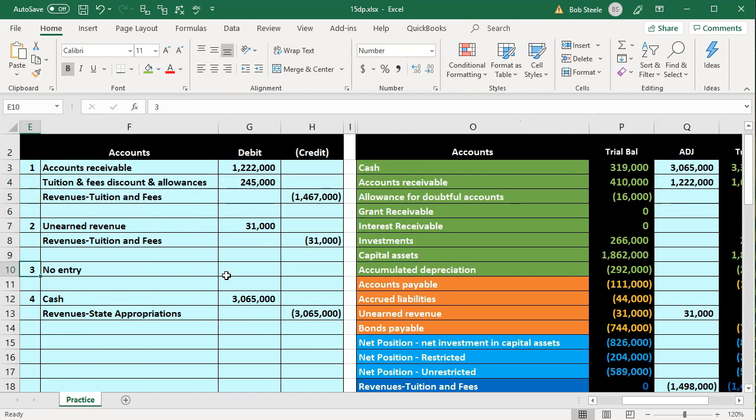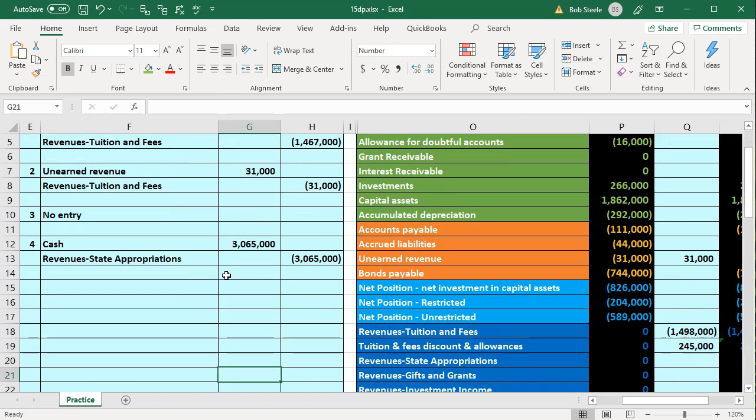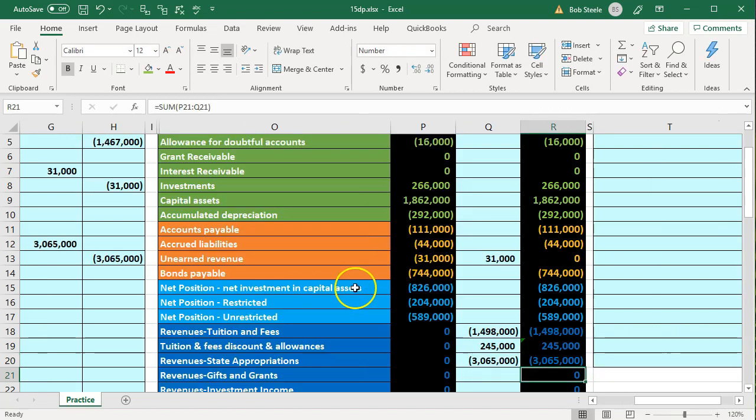Then we're going to go down to the revenue for the state appropriations. Scrolling down to the revenue for the state appropriations, that's going to be in cell Q20. Within Q20, we're going to say equals. Scroll over to that 3,065,000 and enter. It's going to go up in the credit direction.